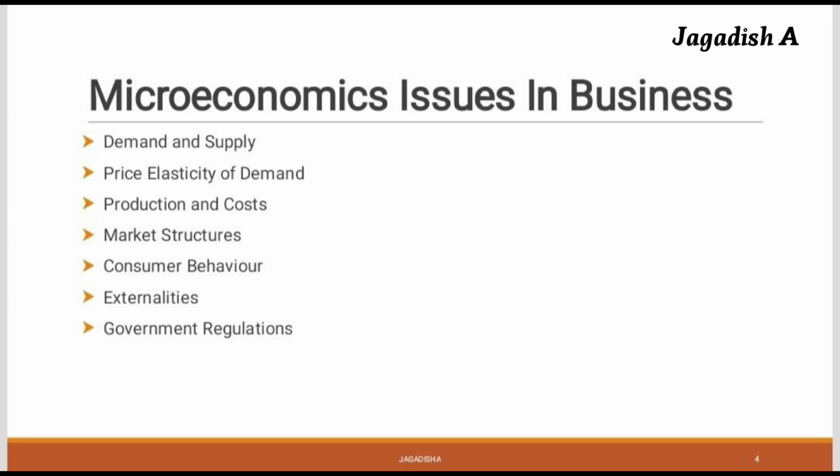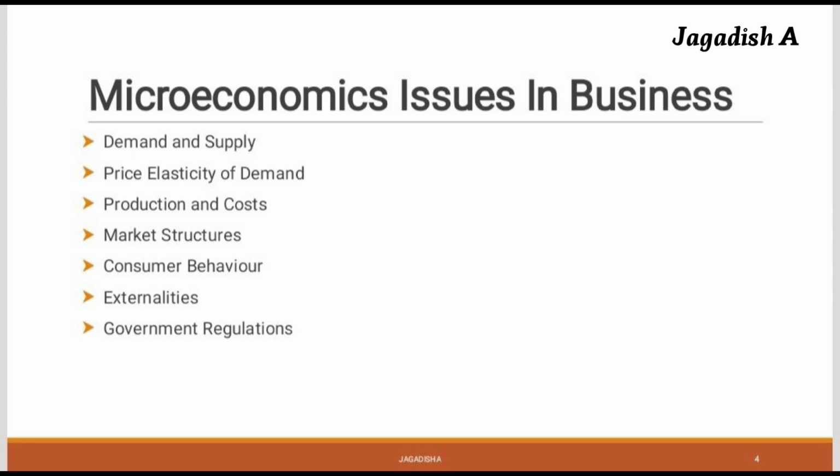Consider an example here. A textile company must decide how much fabric to produce by considering the cost of raw material, that is cotton and labor. If the cotton price rises due to poor harvest, the company might reduce production to avoid higher cost affecting overall market supply.